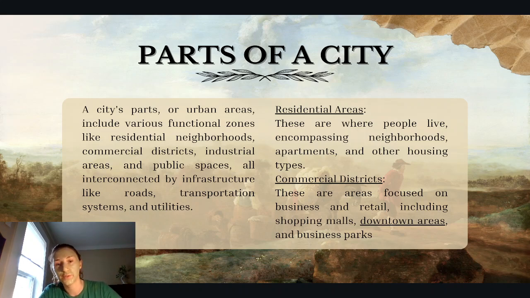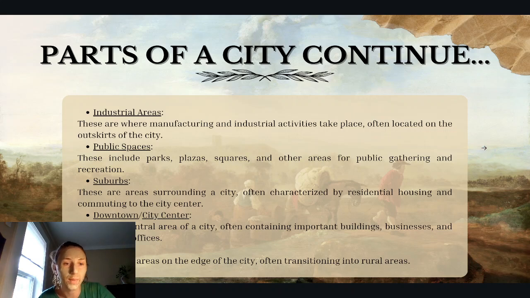So I just listed a few definitions in case we aren't 100% sure on the specific definitions for the city's parts. So residential areas include neighborhoods, apartments, and other housing types. Commercial districts are retail, including shopping malls, downtown areas, and business parks, usually places with money. Industrial areas is where the manufacturing is, the factories, the industrial activities that take place are often located on the outskirts of the cities.